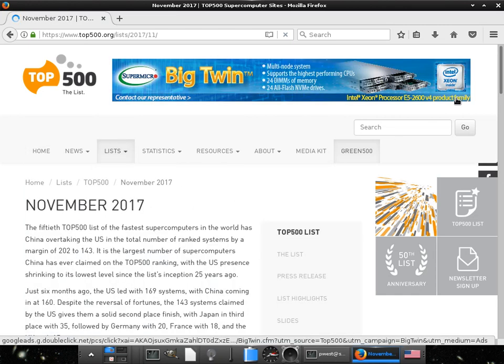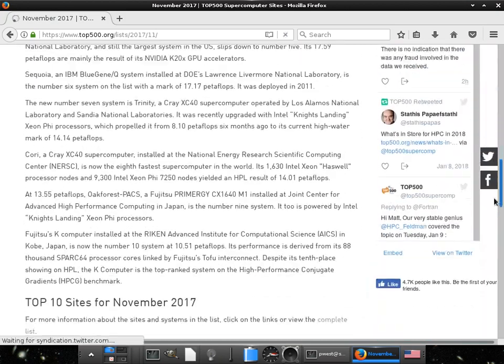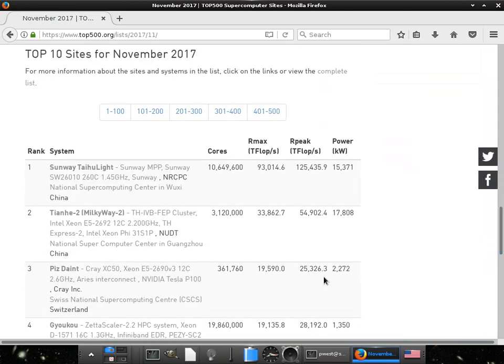Put together a list. Green 500 now. Here we go. Number of cores: 10.6 million cores. Wow. Oh wow, Switzerland's on it. Go Swiss. China holds the first two.